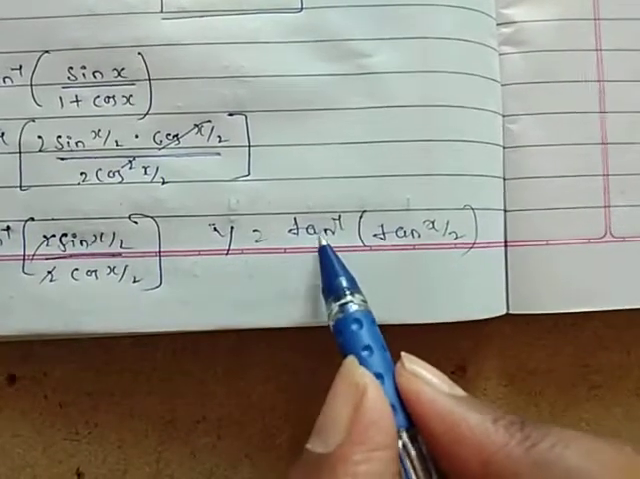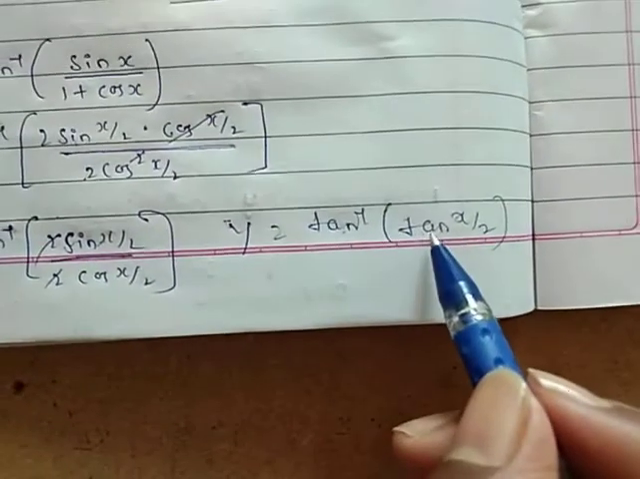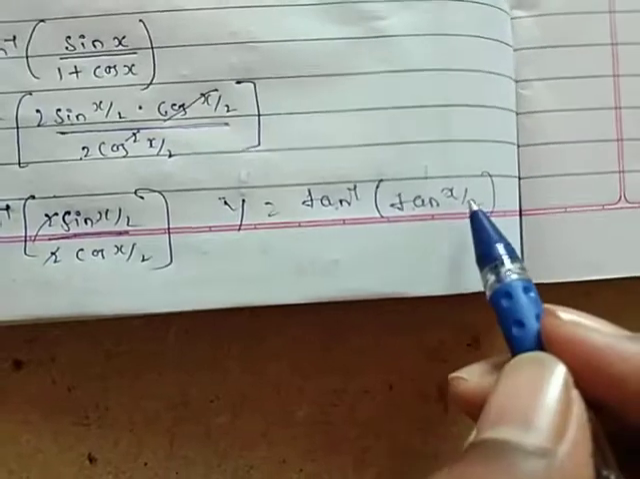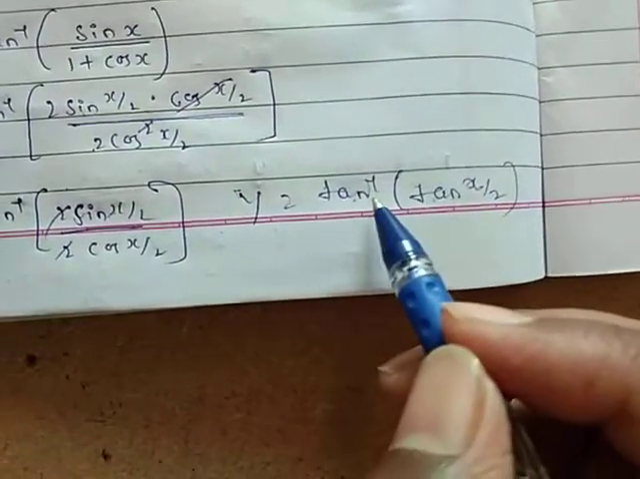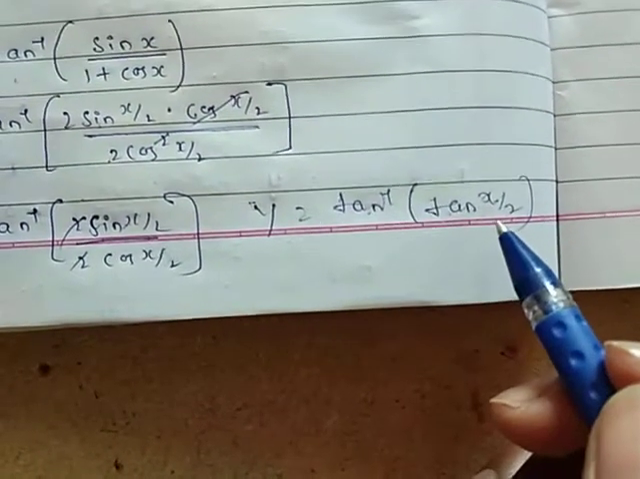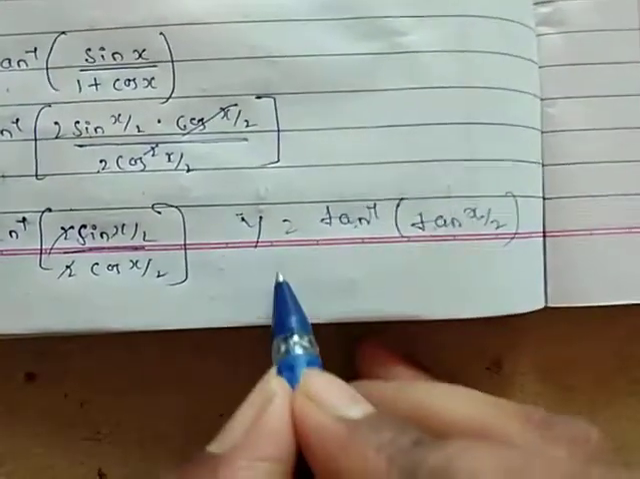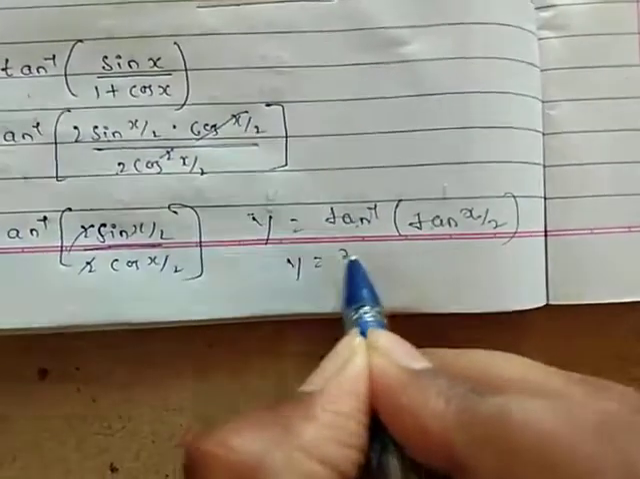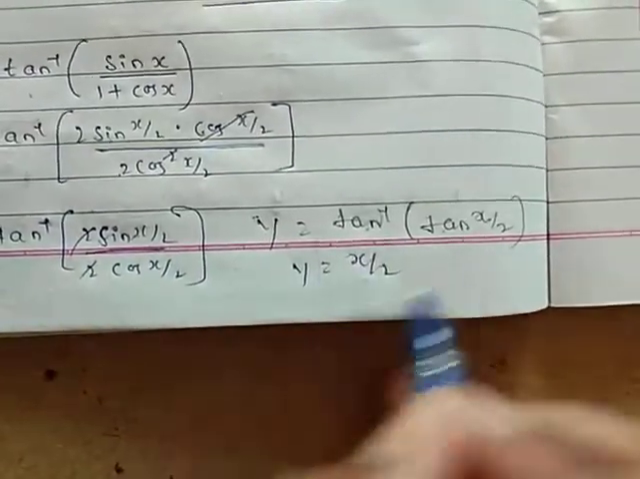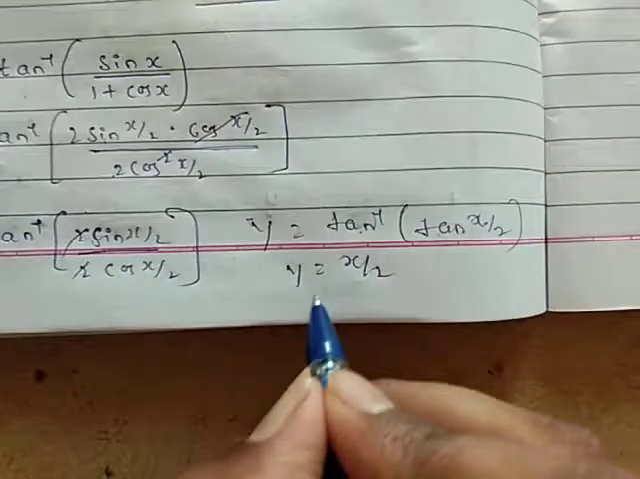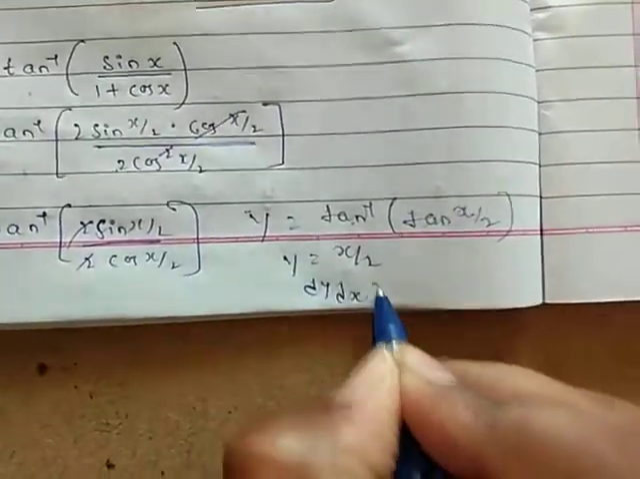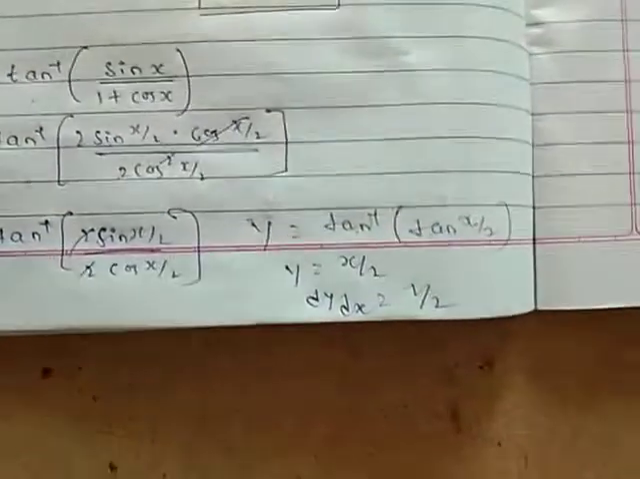And again we know that tan inverse of tan theta is nothing but theta only. So here in the place of theta we have x by 2. So tan inverse of tan of x by 2 is nothing but x by 2. So we have concluded that y is equal to x by 2, and the derivative of x by 2, we know that dy by dx is nothing but only 1 by 2. So pause the video to note it down.